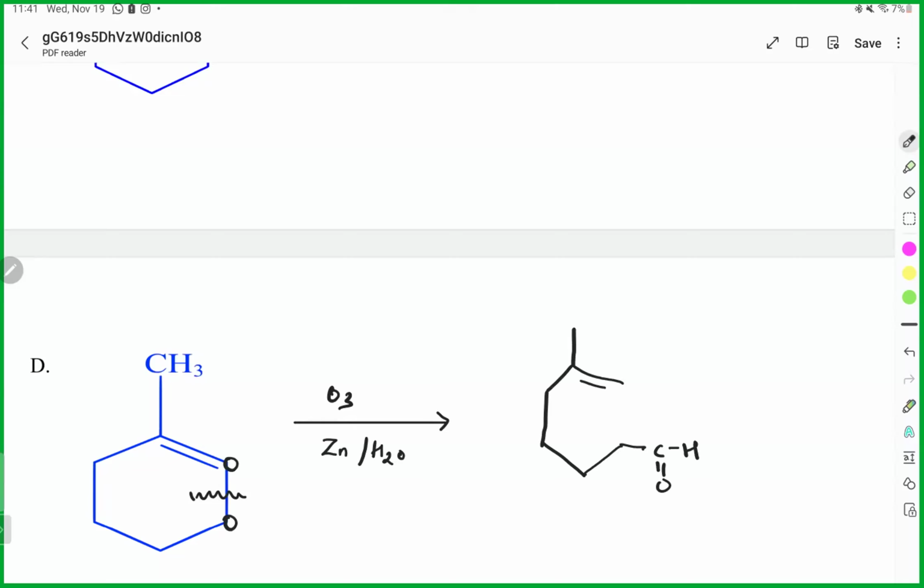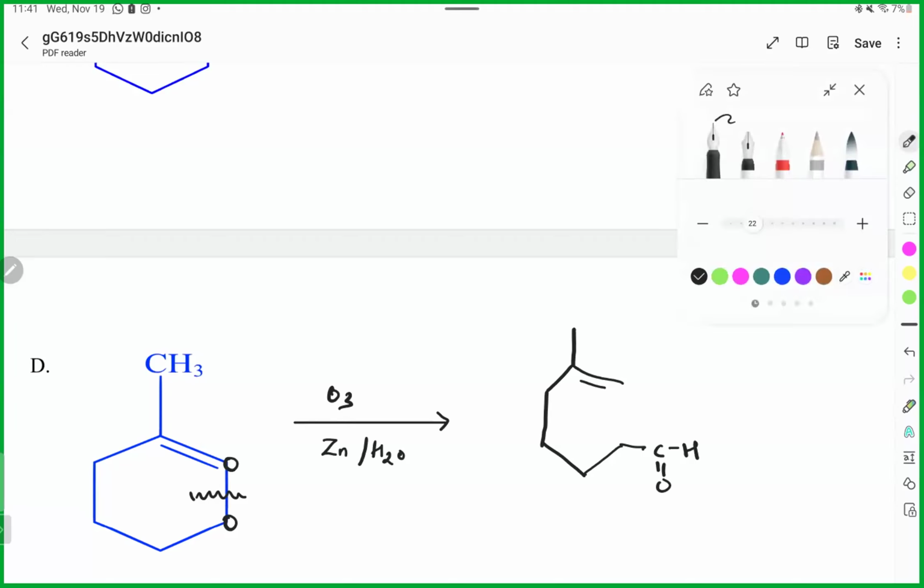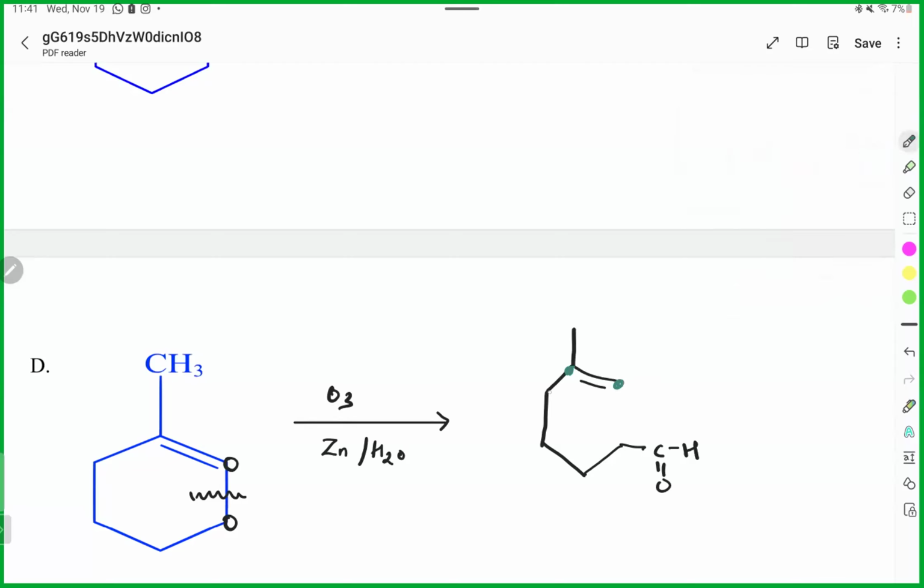Correct? We are breaking the bond. So what is happening? Number of carbon will be same. See how many carbon are here. In the reactant, there are 7 carbon here. 1, 2, 3, 4, 5, 6.